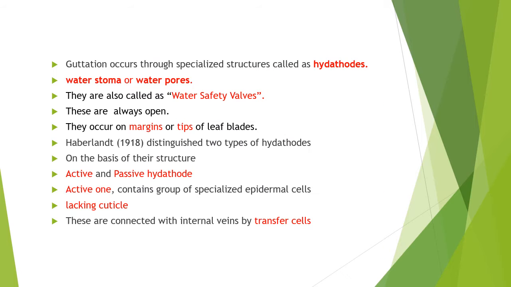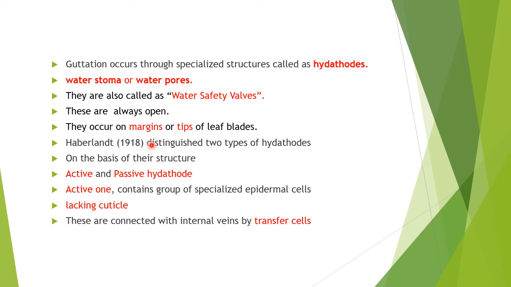So let us elaborate this concept. Guttation occurs through specialized structures in the leaves called hydathodes. They are also named water stomata, or water pores. They are also called water safety valves. We will understand why they are called water safety valves. So they are always open. They occur on margins or tips of the leaf blades. So these hydathodes or water pores occur on the margins or the tips of the leaf blades.